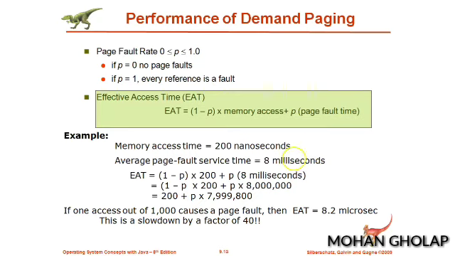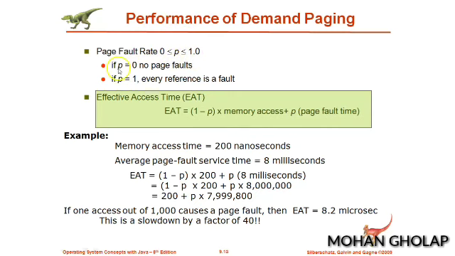To compute the effective access time, we need to know the value of p, which is nothing but the page fault rate. This page fault rate is also called the probability of a page fault. As this is a probability, we know that the value will always be in the range of 0 to 1. So here also the value of p should be in the range of 0 to 1.